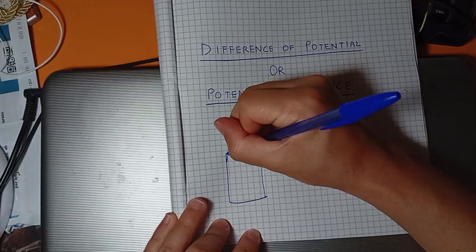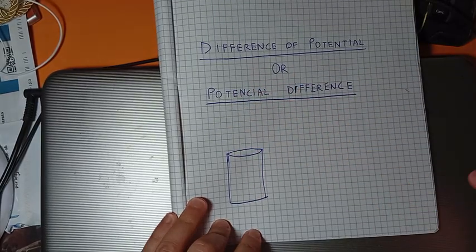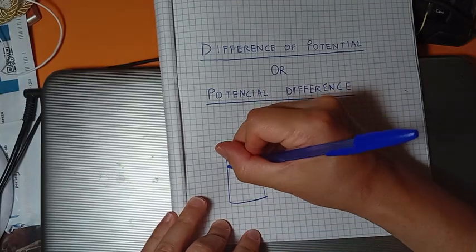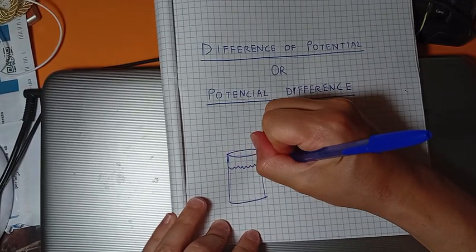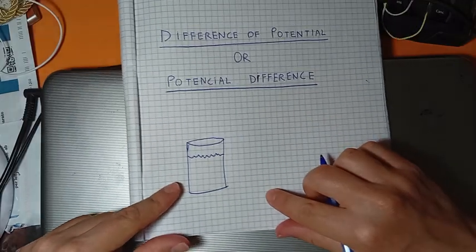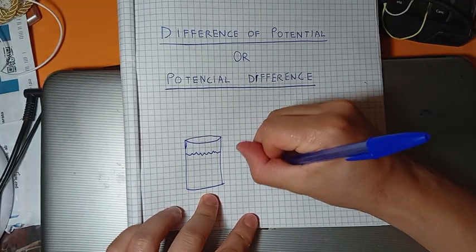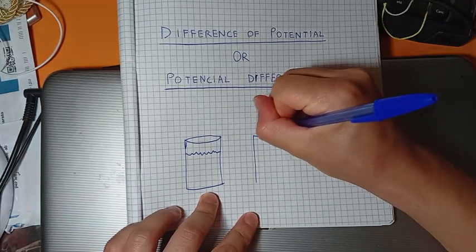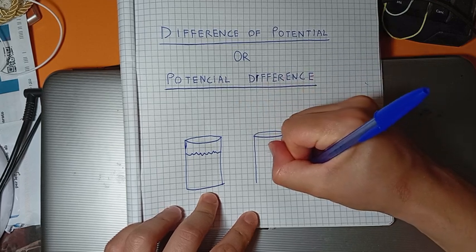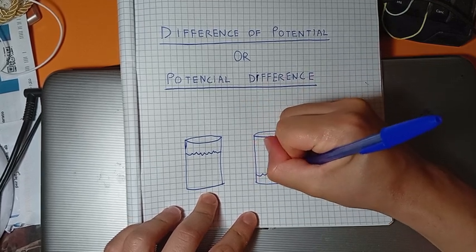I have the first vase here. I apologize because I'm not really good at drawing. But I have the first vase here, and it is full of water till this level. And another vase here, which is full of water till maybe this level, okay?